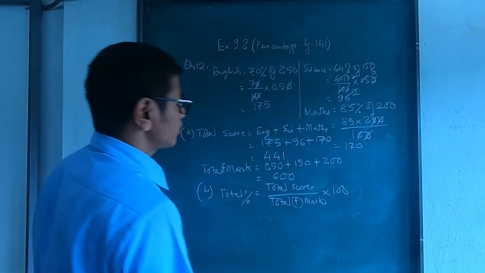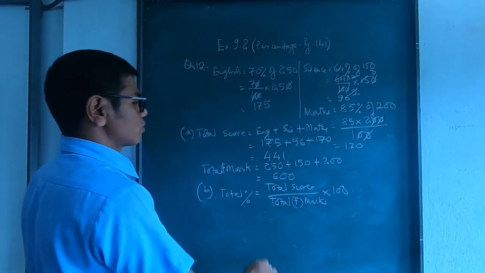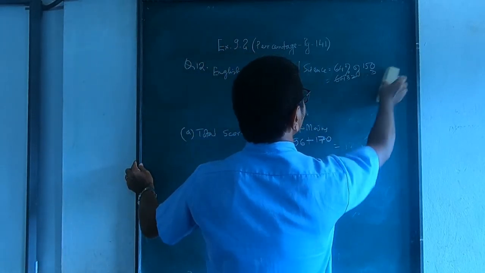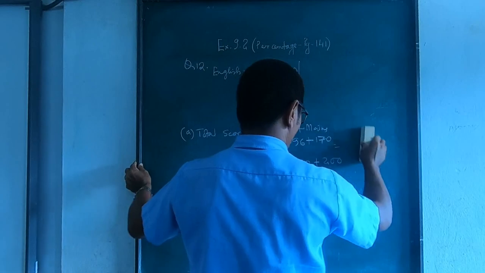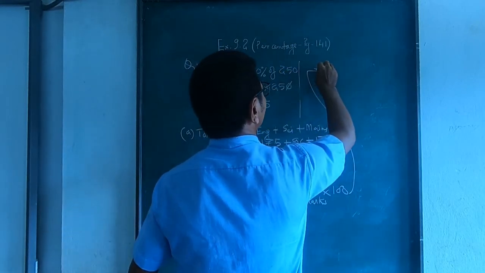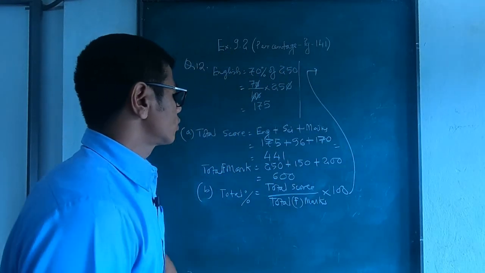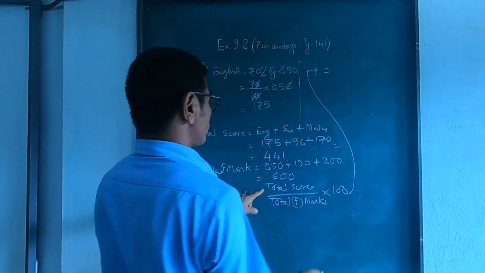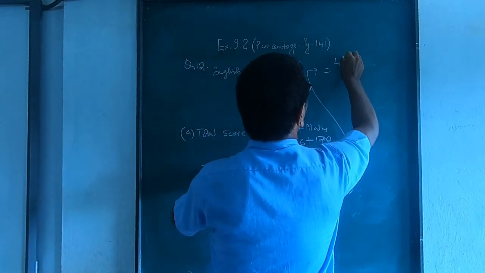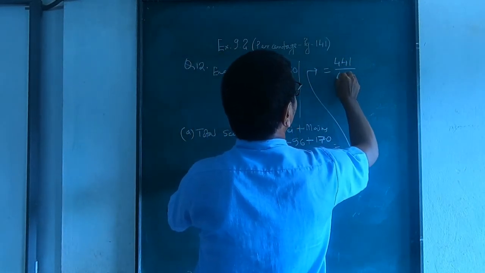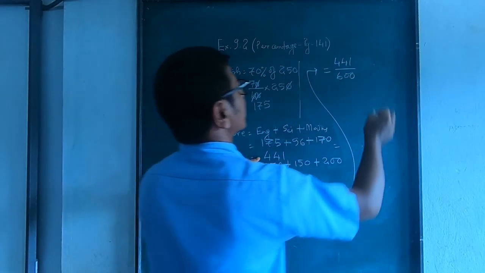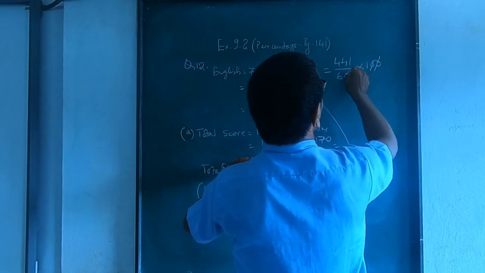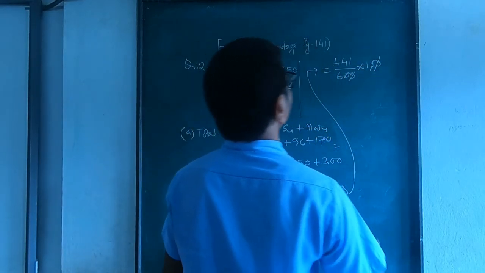Okay. Now, due to time, due to space, we'll just rub the upper portion. I hope you have copied this portion already. I will solve this portion somewhere here. So, the percentage I'll make equal to total score, 441 by 600 into 100. Just try it off. Can we cut it by 3? Let's check.